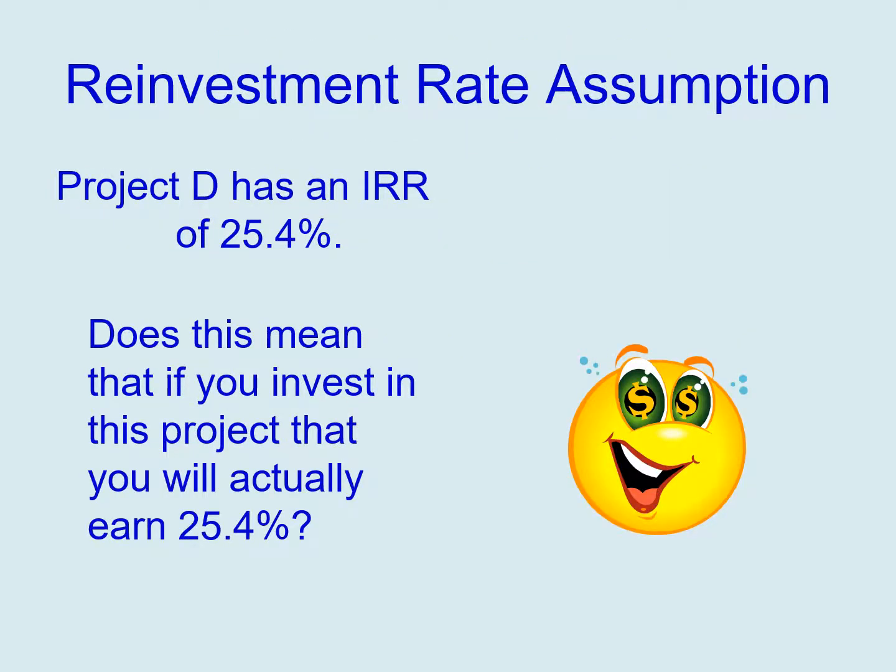Recall Project D in our other video. Project D, we found, had an internal rate of return of 25.4%. So the way that's typically interpreted is if we invest in Project D and we get all the cash flows that we expect to get from Project D, we will earn 25.4%.